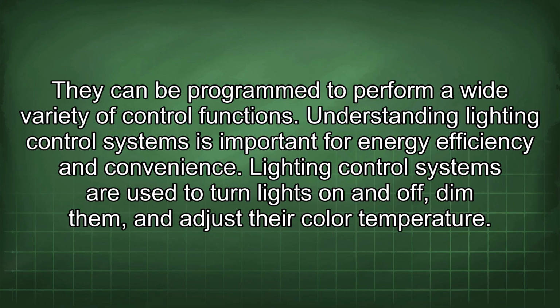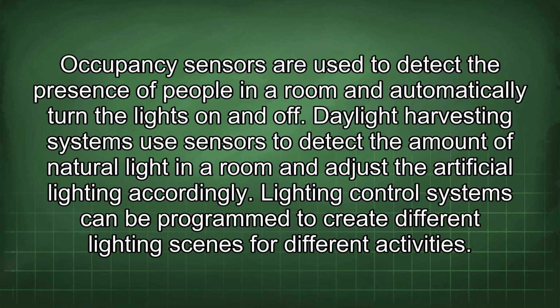Understanding lighting control systems is important for energy efficiency and convenience. Lighting control systems are used to turn lights on and off, dim them, and adjust their color temperature. Occupancy sensors are used to detect the presence of people in a room and automatically turn the lights on and off. Daylight harvesting systems use sensors to detect the amount of natural light in a room and adjust the artificial lighting accordingly. Lighting control systems can be programmed to create different lighting scenes for different activities.